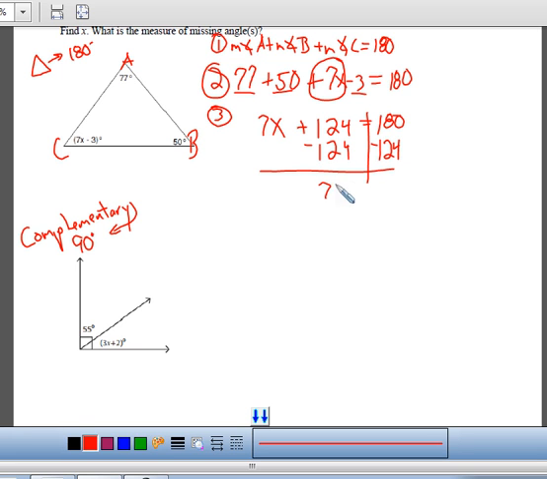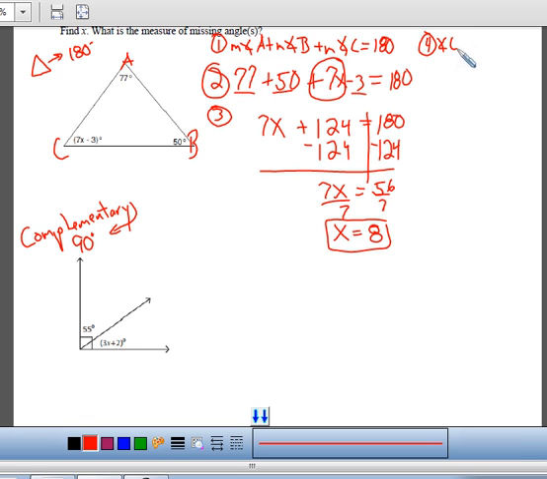And we get 7x equals 56. Divide both sides by 7. Hey, look at that. Works out nice and neat. X equals 8. Now we are not done. We did not find this angle C yet. The other angles we already have, so we don't need to find them. So step 4, find your missing angle.